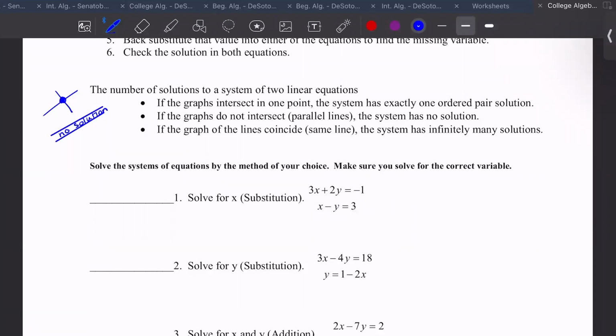And if the lines coincide, so if it's the same line, it has infinitely many solutions. So I'm going to draw one line thicker than the other, like that. And the next one is right on top of it. I don't even know if you can see that. I'll do it in red. That would have infinitely many solutions.